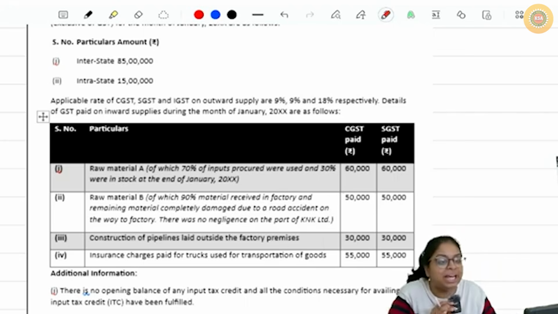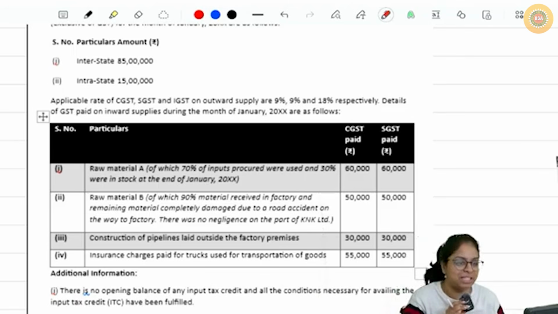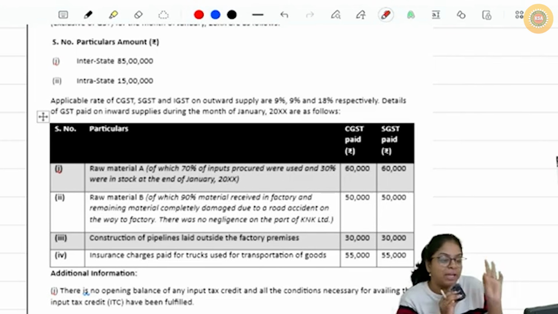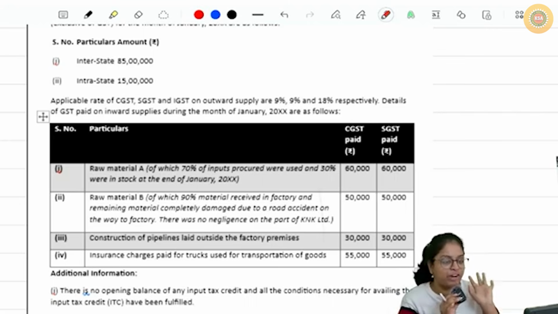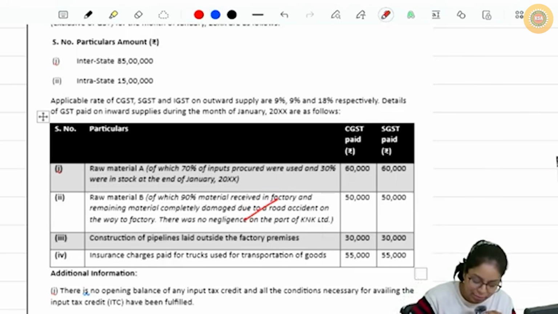Only if you utilize the goods for further supply, then only the department says we will give you ITC. Here your goods are damaged. In case your goods are lost, damaged, or you've distributed them as free samples, you will not be allowed to take ITC, right? So for 5,000, you will not be able to take ITC. For 45,000, that is 90% of 50,000, ITC will be allowed.